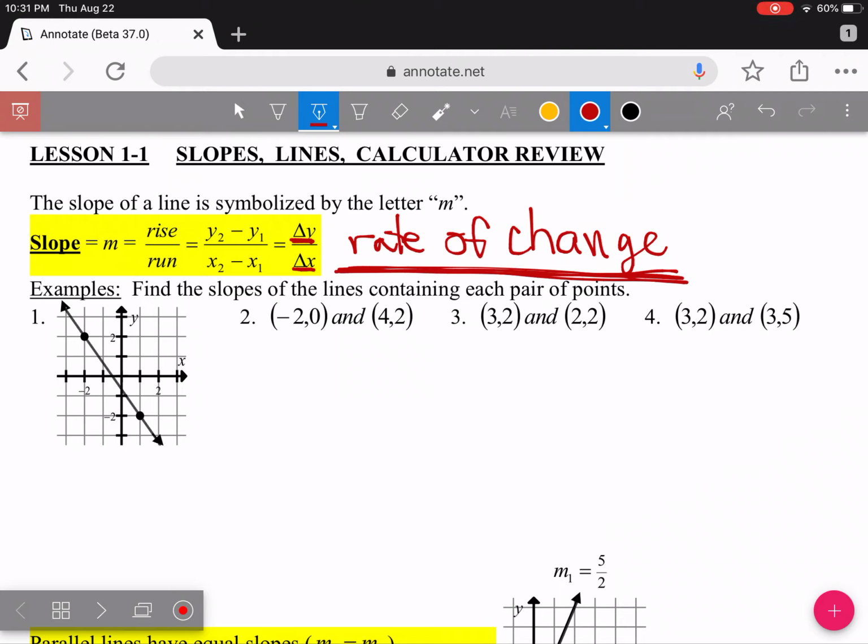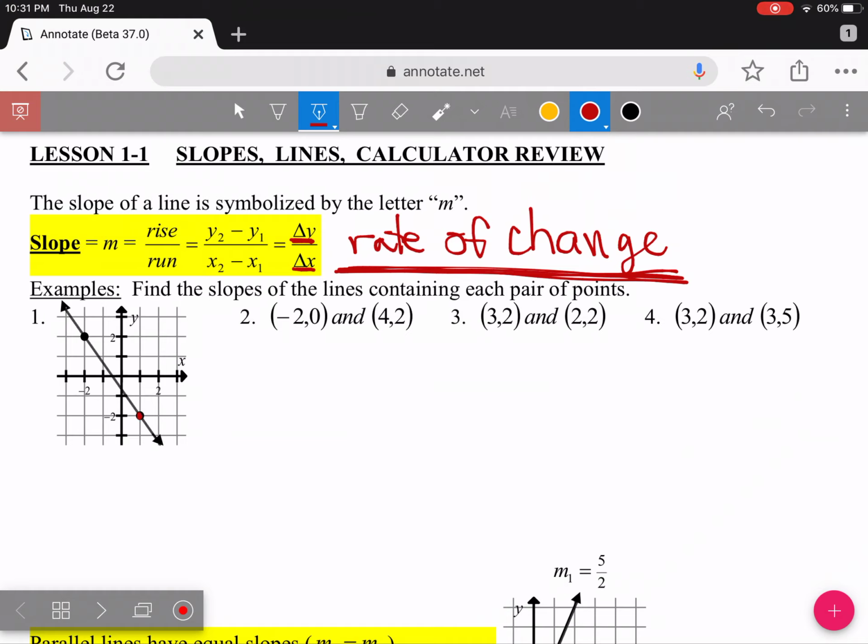Okay, so we have the slope of this line here, and again, a line has a constant rate of change. It has a constant slope. Every time it goes up 1, it goes over 1. Every time it goes up 2, it goes over 3. It doesn't ever change no matter what points you pick on the line.